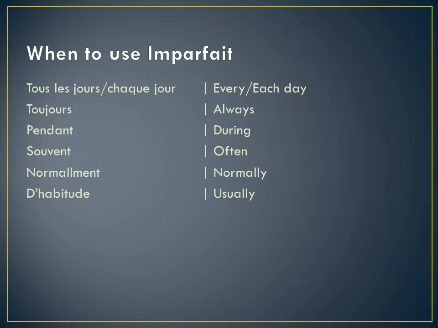But in French, there's another past tense called the passé composé that's different from the imparfait. We'll now talk about the differences between the two. There are certain keywords that, if used, mean the sentence is probably in imparfait. These words include tous les jours, chaque jour, toujours, pendant, souvent, normalement, and d'habitude.